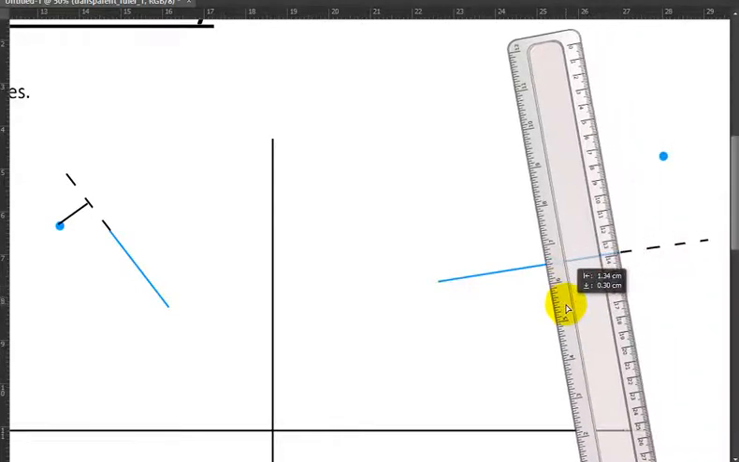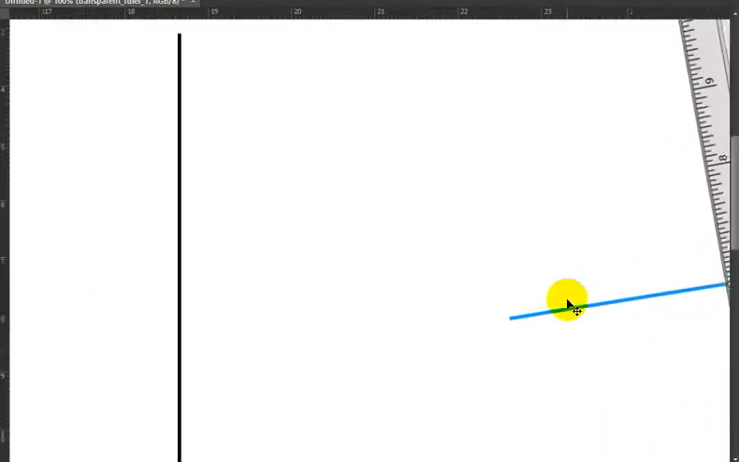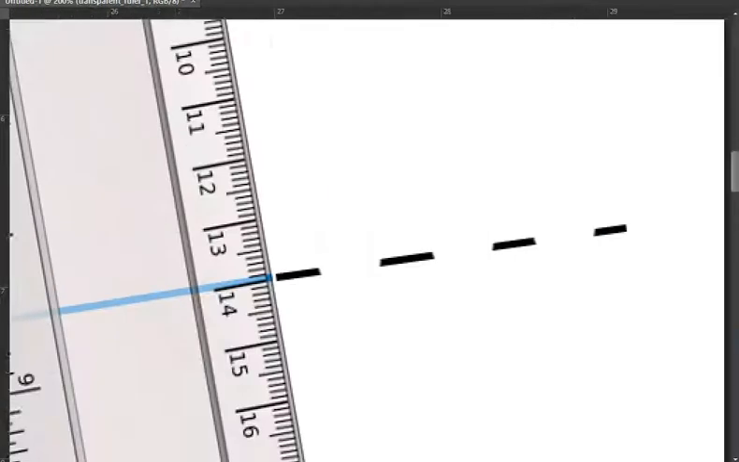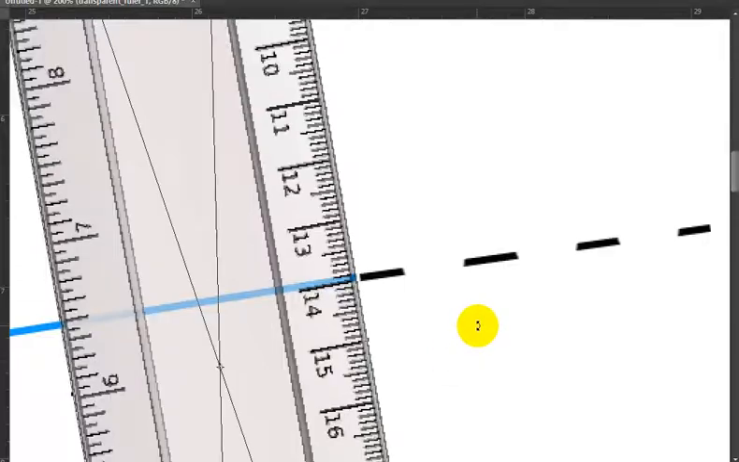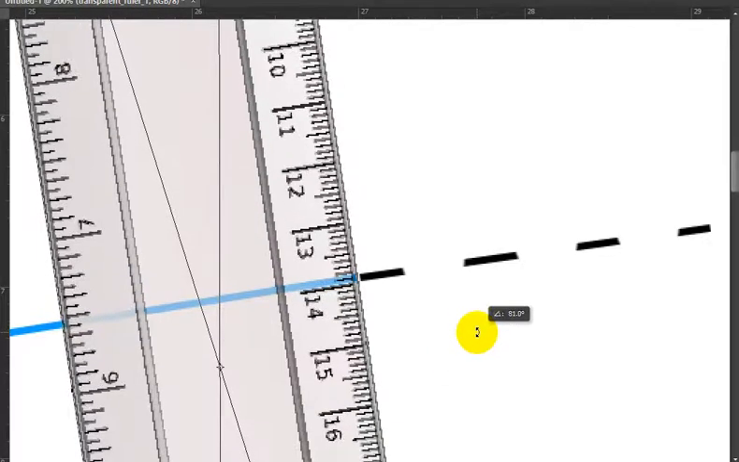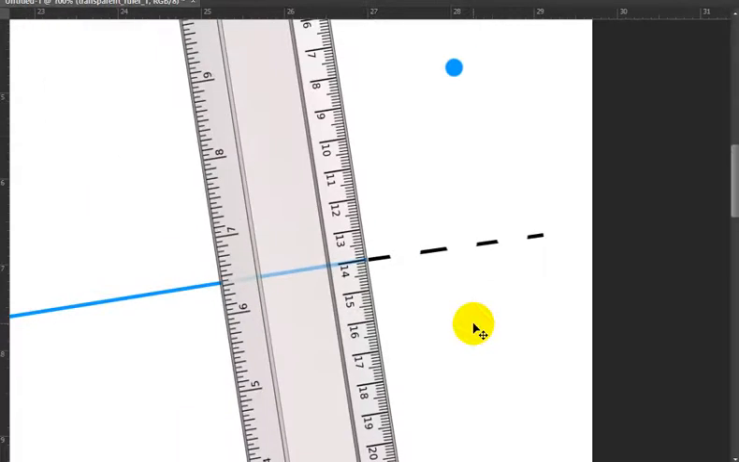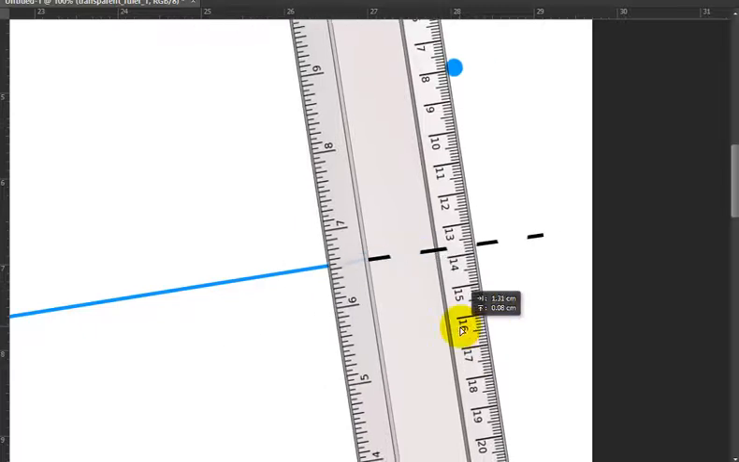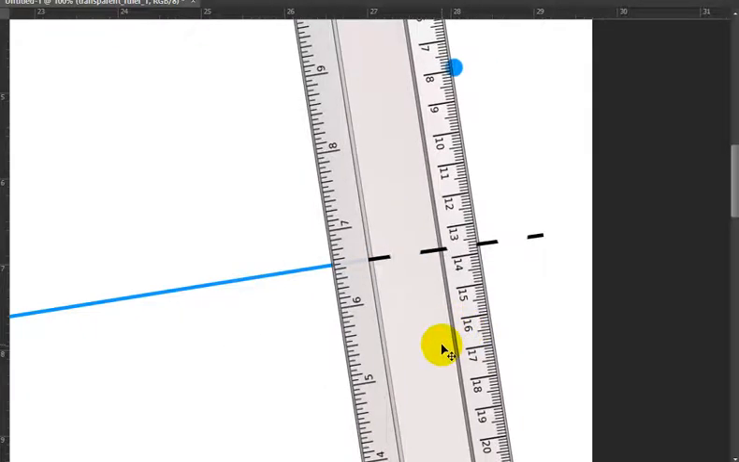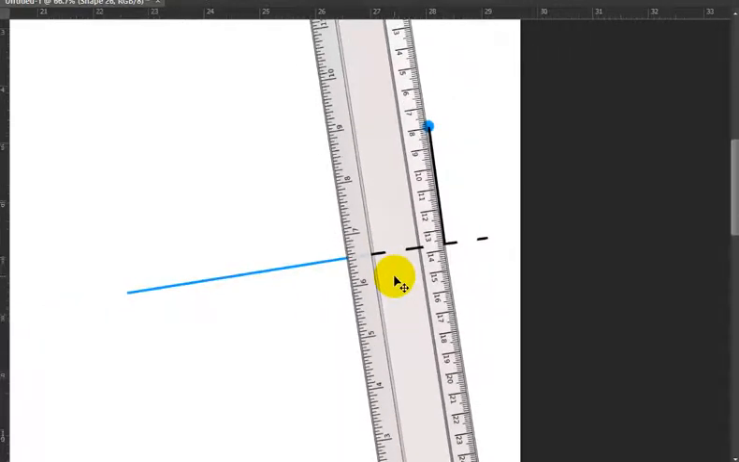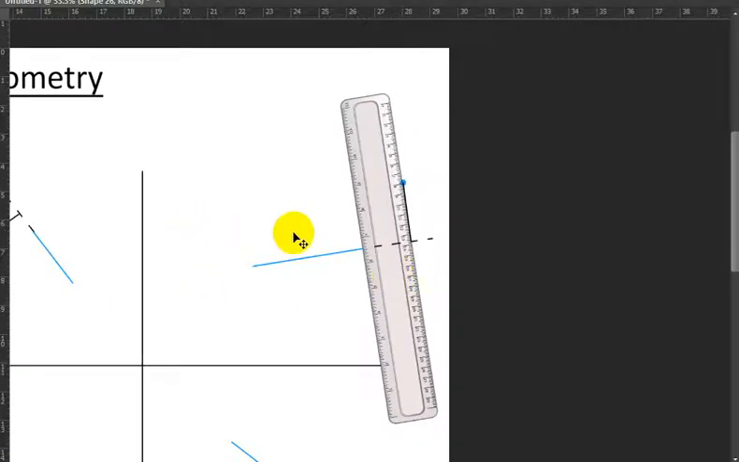Wait, is it perpendicular? It looked perpendicular, but let's zoom in a little bit. It could be a little better. There we go. And then I will bring it to the point, and I will make a line from the point to the imaginary part of the line, and that is the distance from the point to the line. Let's go, next one.